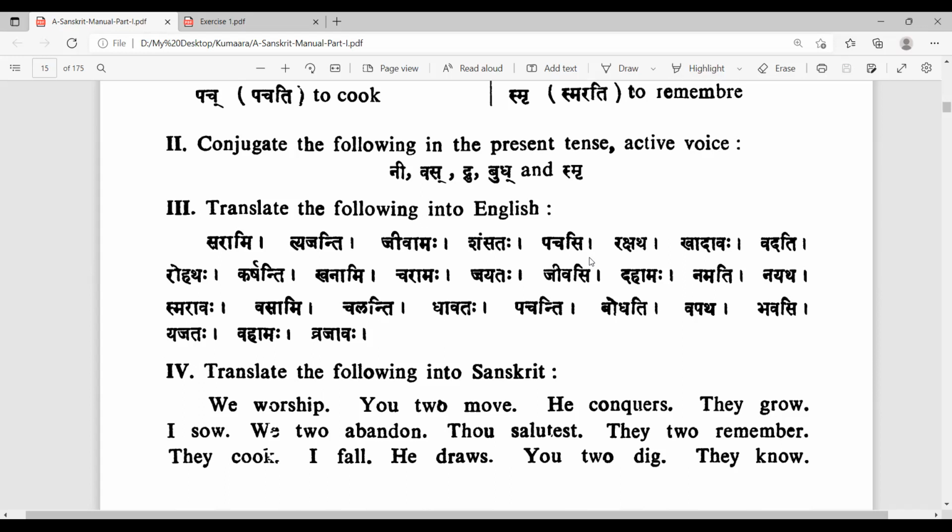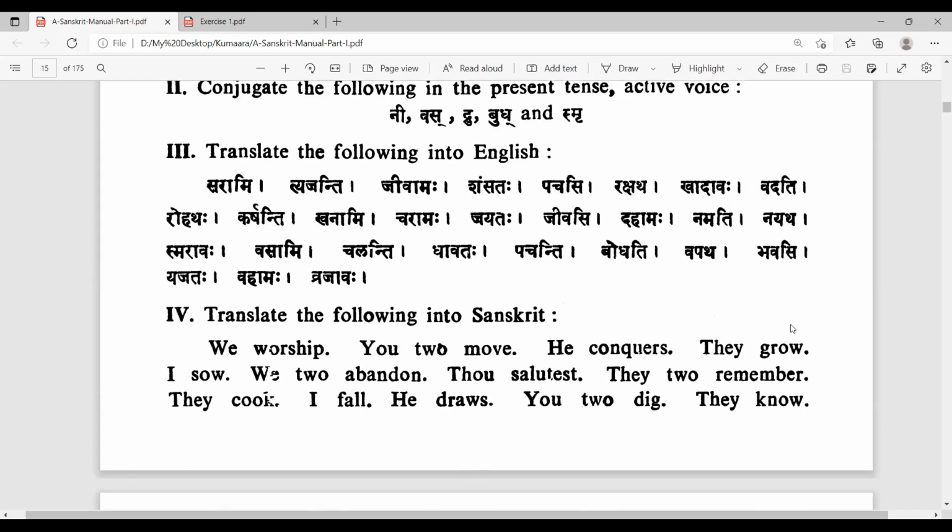We, Sushila ji. Khadavah. Yes. We too eat. Yeah, you can say it in Sanskrit. In fact, you don't have to tell the meaning. You can just add the noun and say the sentence. Avam khadavah. Next one. Vadati. Saha vadati. That's all. That's enough.